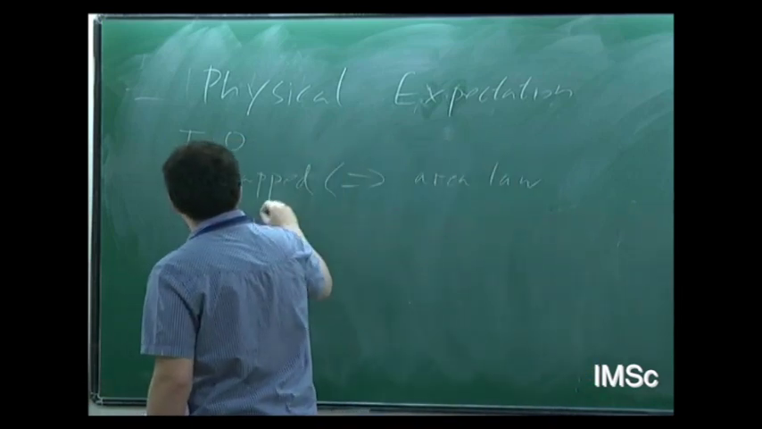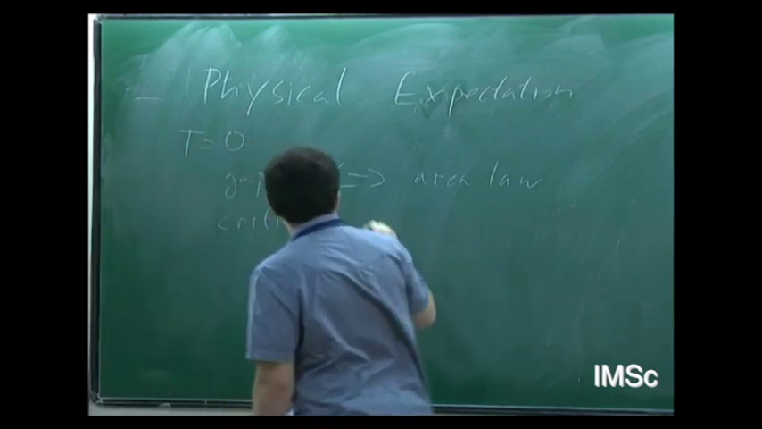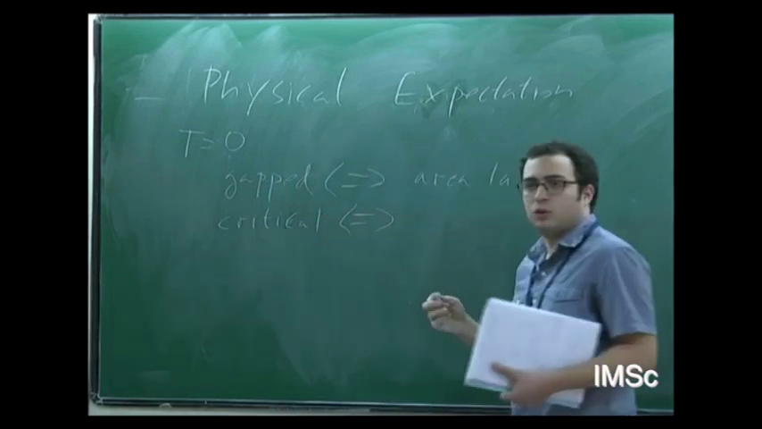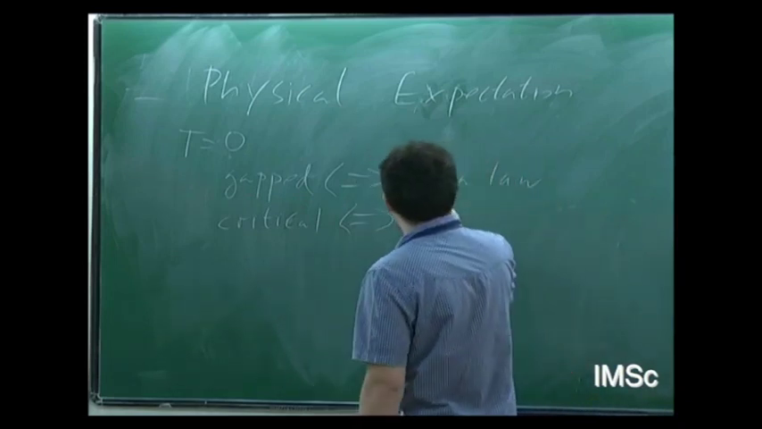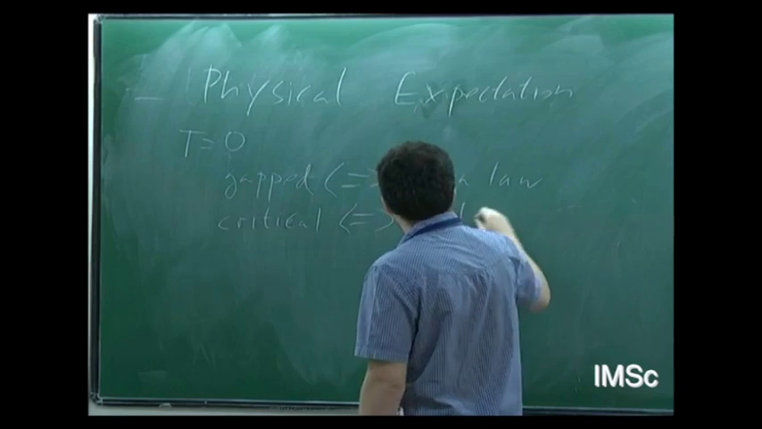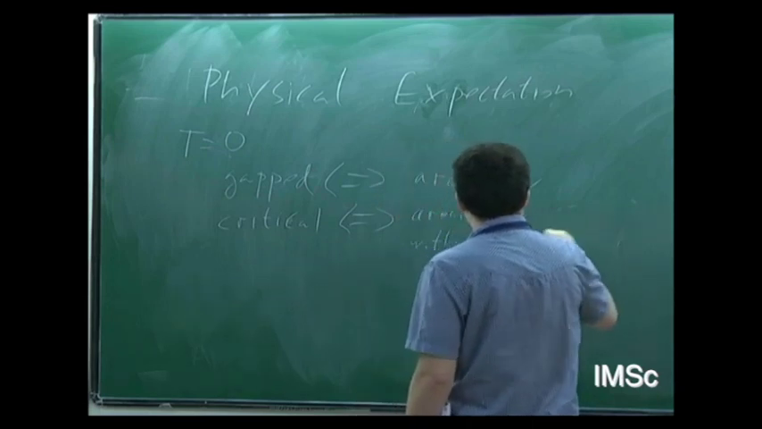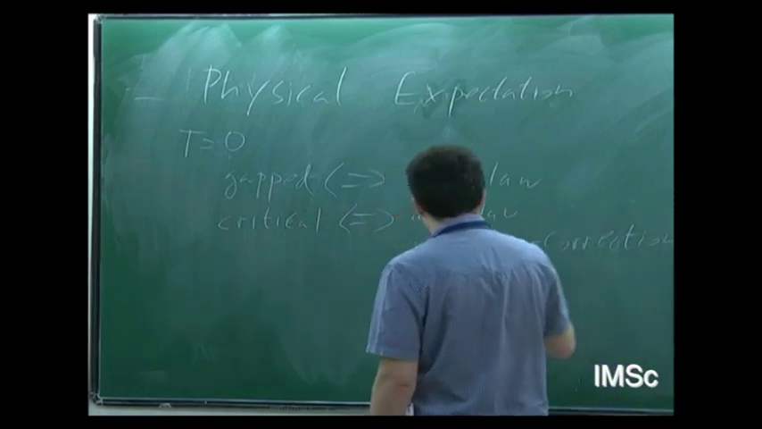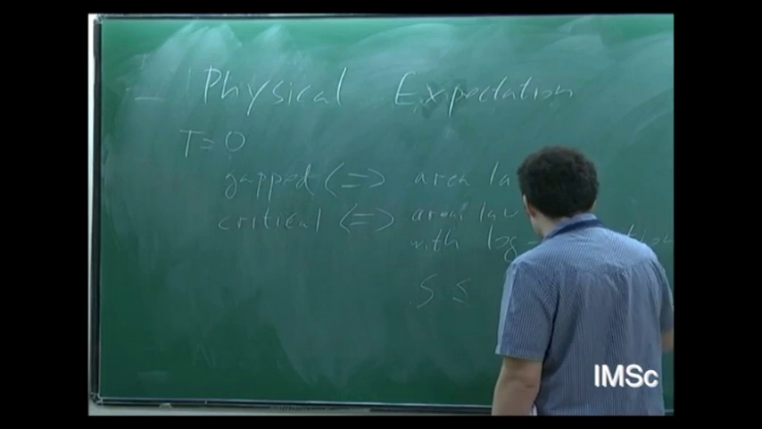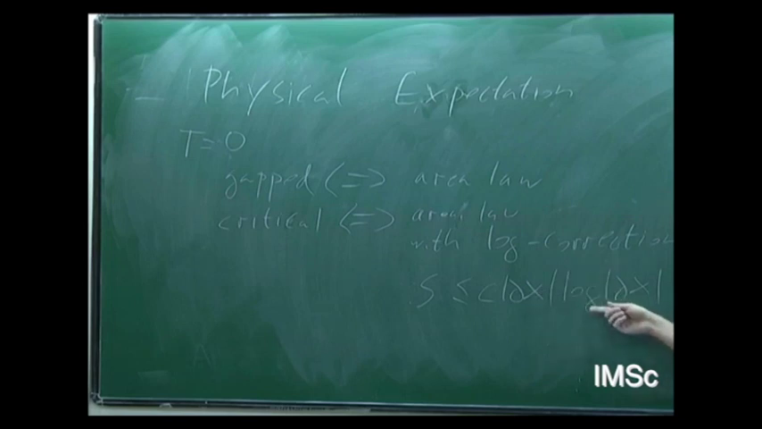For critical models, these are models where the gap shrinks, where they become smaller and smaller. The expectation, which is based on early examples that people could work out and on some physical intuition that I'll tell you later, is that we have an area law but with a logarithmic correction. What's this? This just says that the entropy is smaller than the perimeter, the area, times the log of the perimeter, and some constants. So it's a deviation from the area law, but the entropy is still much smaller than it could be.